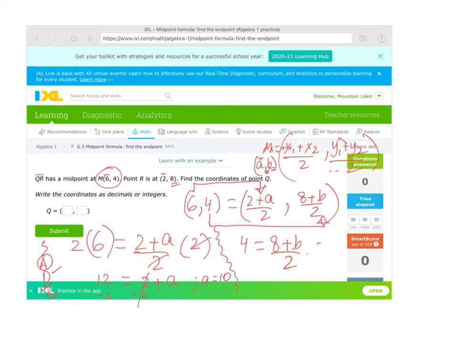So times 2, times 2. Again, this cancels. This becomes 8, this becomes 8 plus b. Subtract 8 from both sides. This becomes 0. So our coordinates are 10 and 0. Let's plug those in.